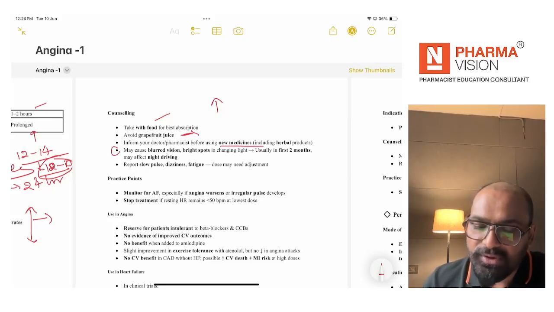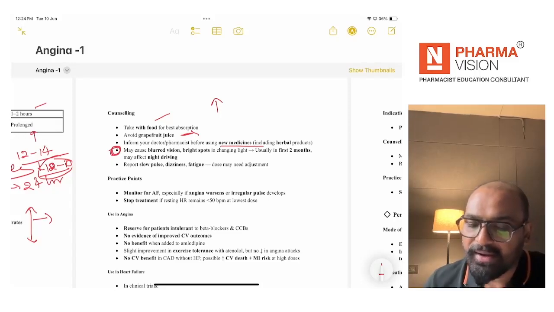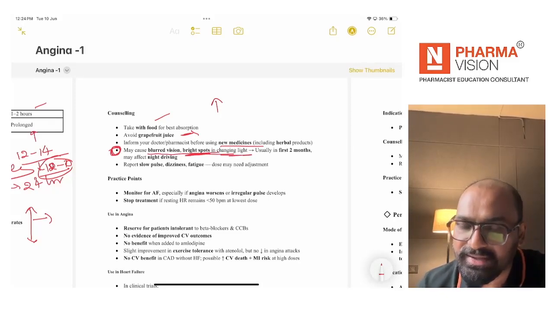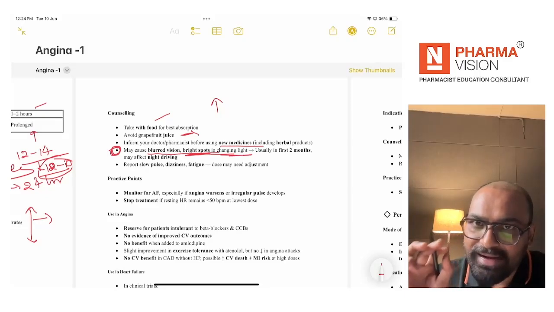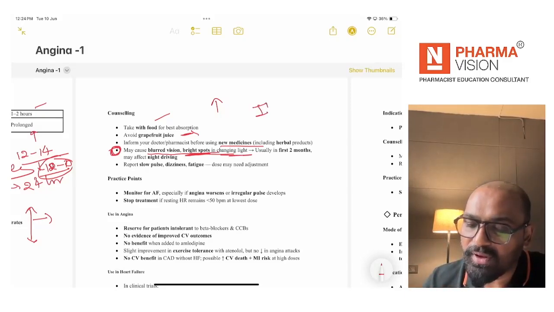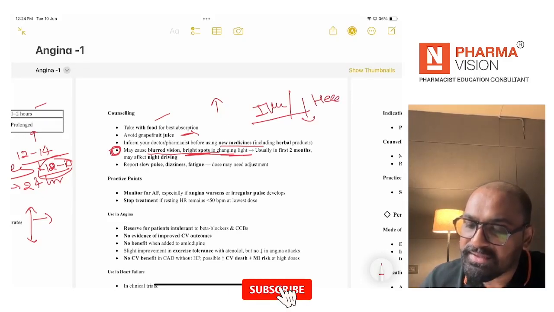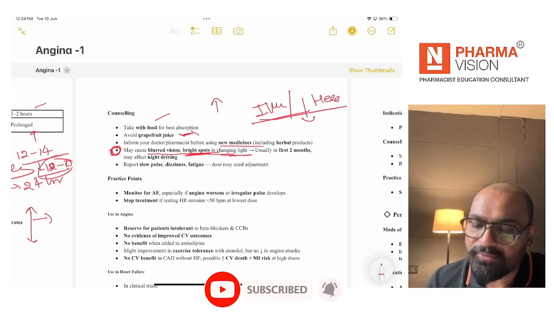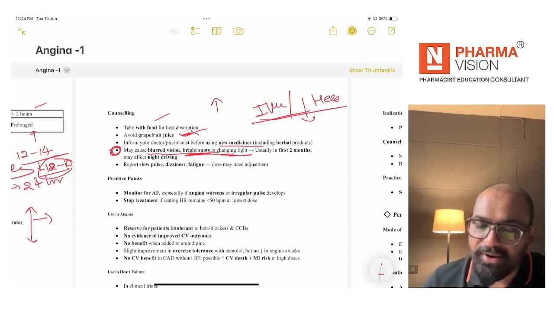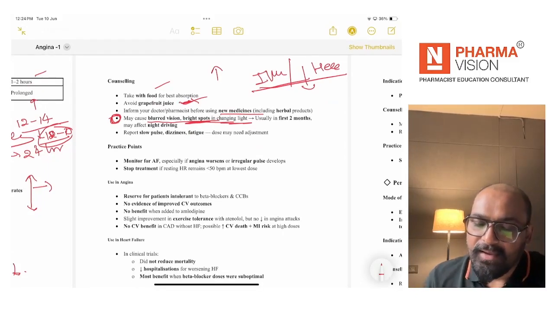This is a very important side effect that you have to keep in mind. Okay, bright spots, blurred vision and bright spots in changing lights. So eye related side effects are the important part that you have to learn about ivabradine, that it decreases the heartbeat. That is another important point. And the grapefruit juice, this is the third point that you have to add about ivabradine.